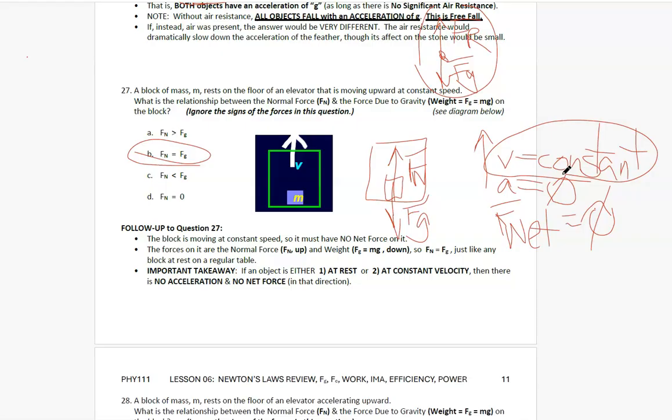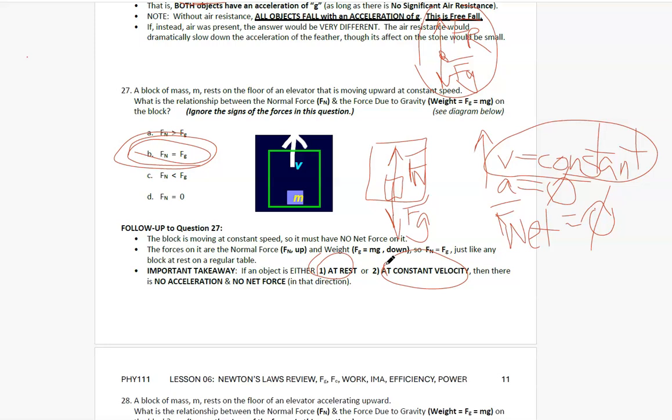Then the net force is 0, and therefore these two forces, the normal force and the weight force, will be identical in size. They'll be in opposite directions. So that's the takeaway. Whether it's at rest or at constant speed, they'll be the same. There's no acceleration in that case.